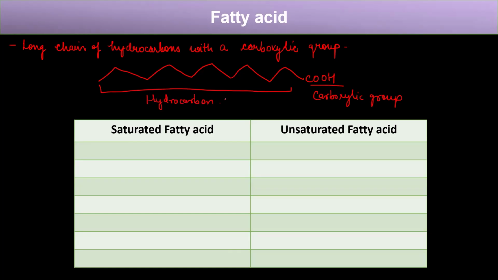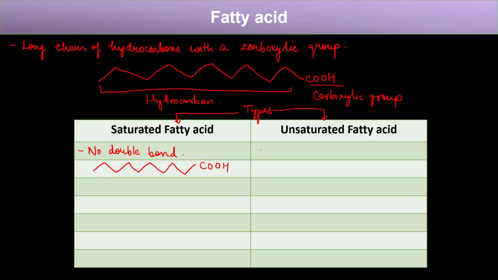Okay. Now, the fatty acids are of two types. So if we talk about the types of fatty acids, we have two types, the saturated fatty acid and unsaturated fatty acid. So what is the difference between saturated fatty acid and unsaturated fatty acid? In the saturated fatty acid, there is no double bond. So its structure will be like this. There is no double bond.